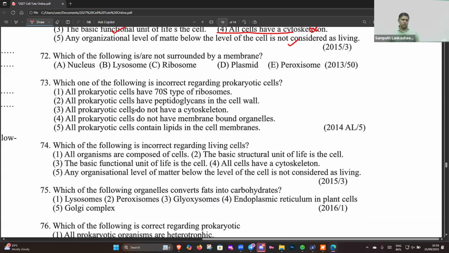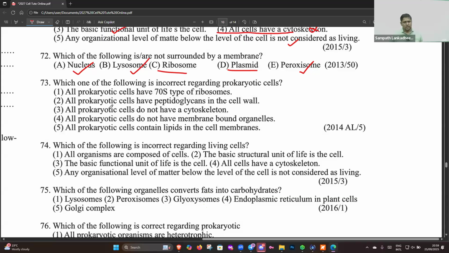Question number 72. Which of the following is not surrounded by membrane? Nucleus, lysosome, ribosome, plastid. Nucleus surrounded, lysosome surrounded, ribosome no. Plastid yes. Peroxisome yes. C and D.